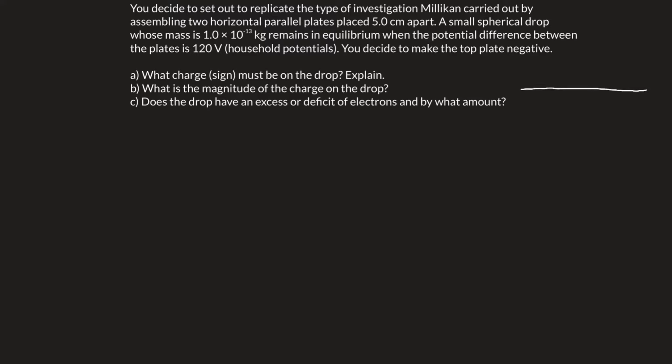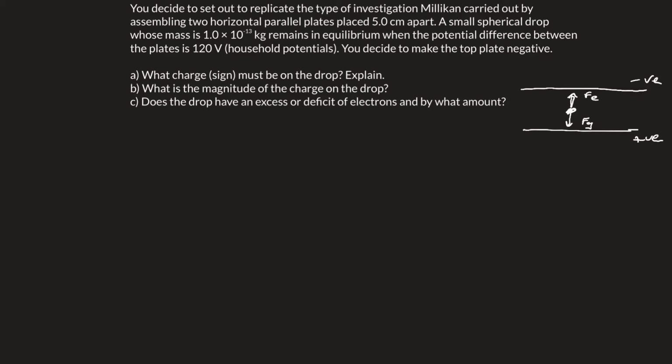This top plate, as defined in the question, is negative, and the bottom plate will be positive. There is an oil droplet suspended between the two plates. And of course, it's acting where there's some E or FE for the electric field pushing upwards and FG pulling it downwards. We know that the sum of all the forces has to be equal to 0. And this helps us determine the sign on the droplet.